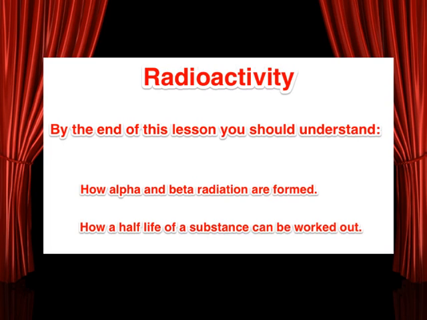So for radioactivity, by the end of this lesson we'll be looking at how alpha and beta radiation are formed and how we also get a little bit of gamma radiation there, and we're also going to look at how we get the half-life of a substance and how it can be worked out.